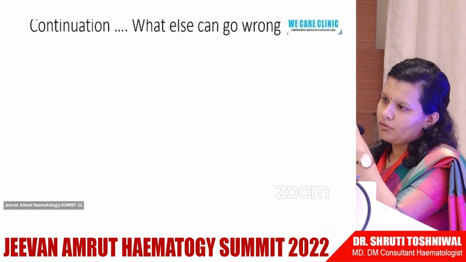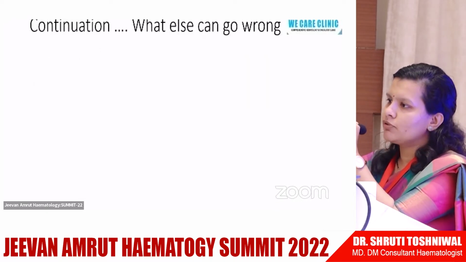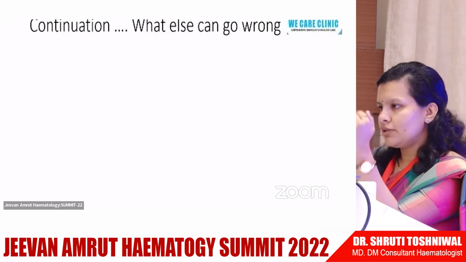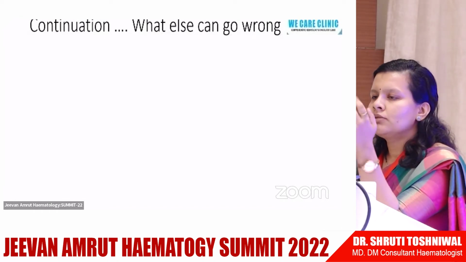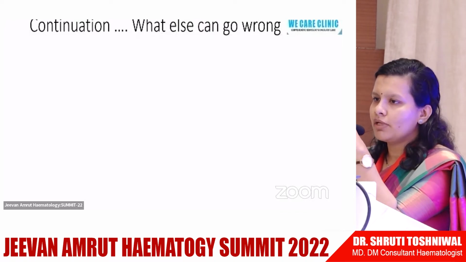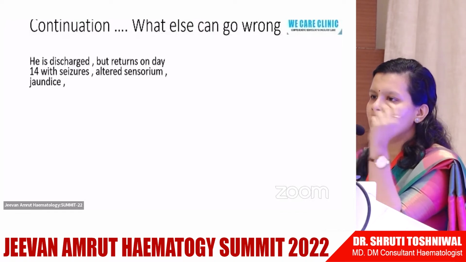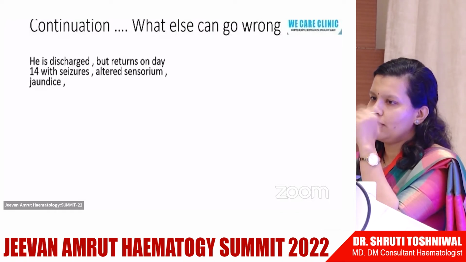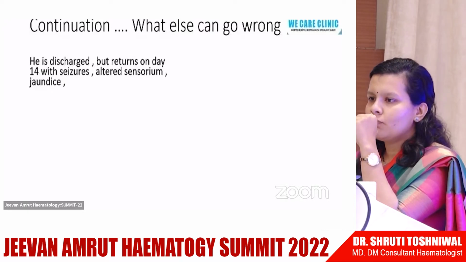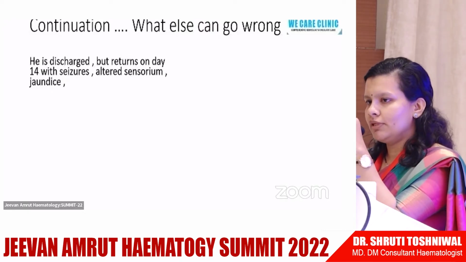So what else can go wrong with viral infections and thrombocytopenia? Not the same patient, but we give another scenario. On discharge, he was doing okay, so we asked him to follow up after a week, but he comes to the casualty with seizures on day 14, altered sensorium and jaundice. So what has gone wrong with him?